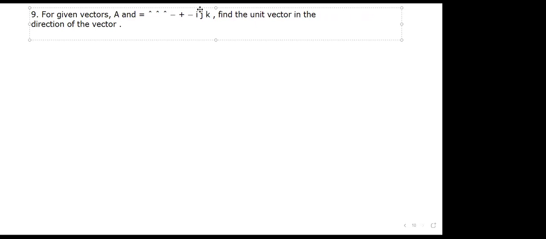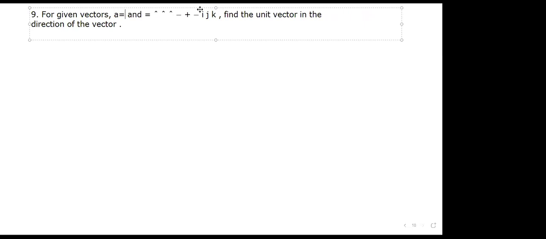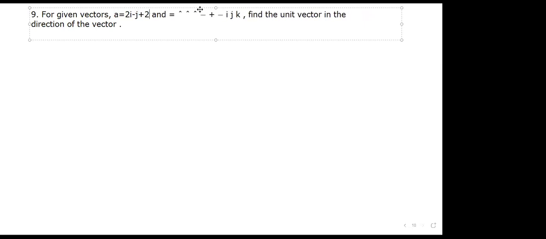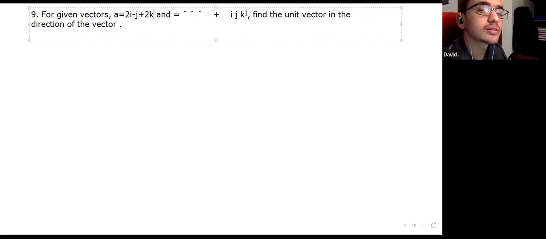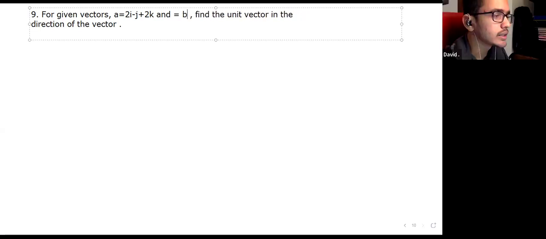Vector A equals 2 I cap minus J cap plus 2 K cap. And B vector is minus I cap plus J cap minus K cap.